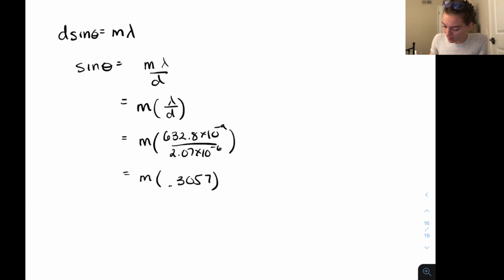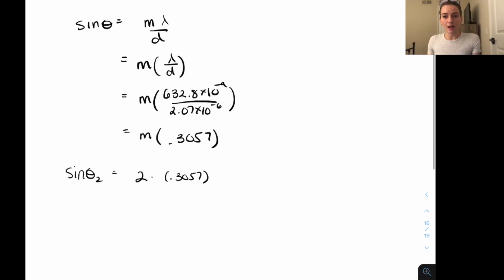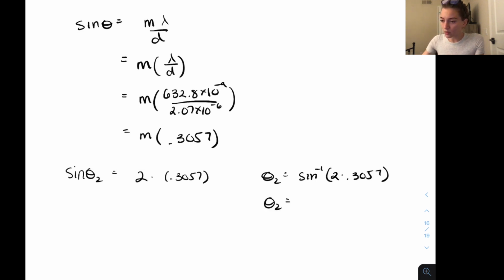So we'll have, let's do sine of theta 2 is equal to 2 times 0.3057. And then what we're going to want to do is obviously take sine inverse of that. So we're going to be doing theta 2 is equal to sine inverse of 2 times 0.3057. And that gives us 37.7. So theta 2, so that's the second bright spot, is going to happen at plus minus 37.7 degrees.